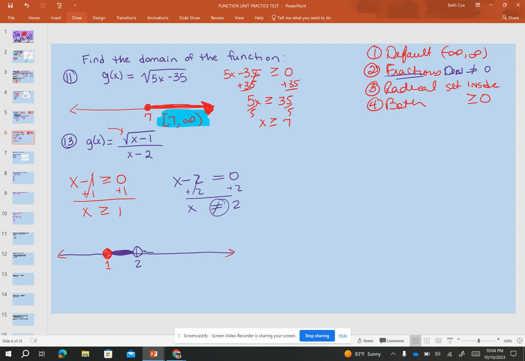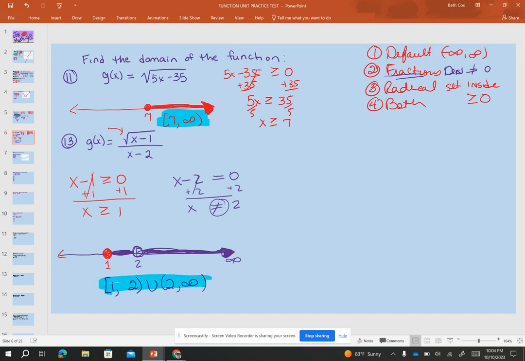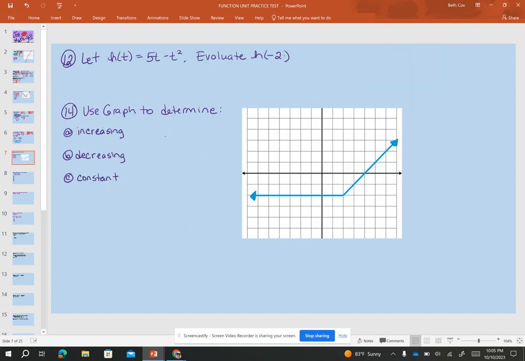So my domain is all numbers greater than or equal to 1 except 2. We're skipping the 2 here. And so as interval notation, it would be bracket 1 all the way up to 2, skip the 2 and go to positive infinity. That's the domain for that one. It's all numbers greater than or equal to 1 except 2. Think that through. All x's greater than or equal to 1, but not 2. That's number 13.